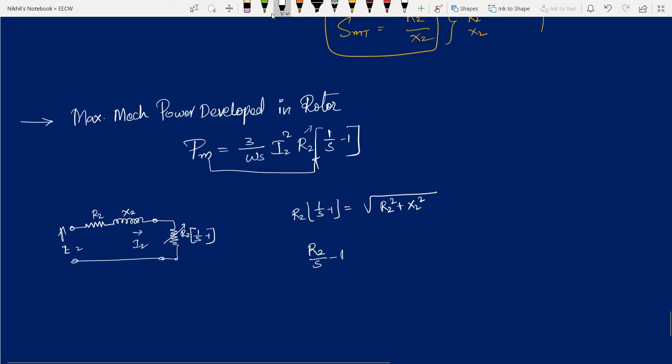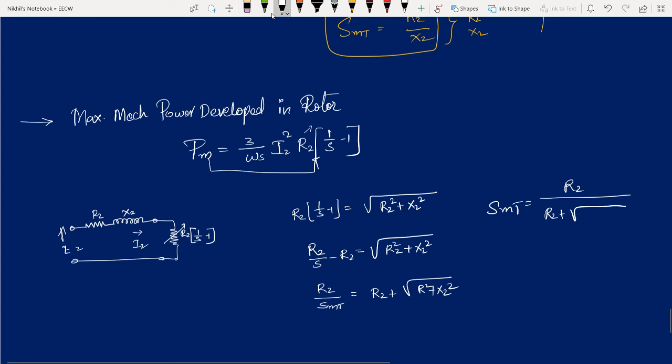R2 by s minus R2 is equal to the square root of R2 square plus X2 square. So R2 by s, the slip at maximum power, is equal to R2 plus the square root of R2 square plus X2 square. The slip at maximum power developed will be equal to R2 by (R2 plus the square root of R2 square plus X2 square).